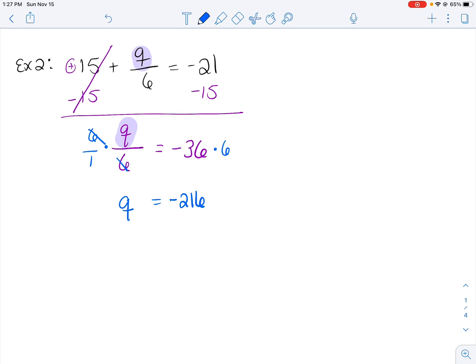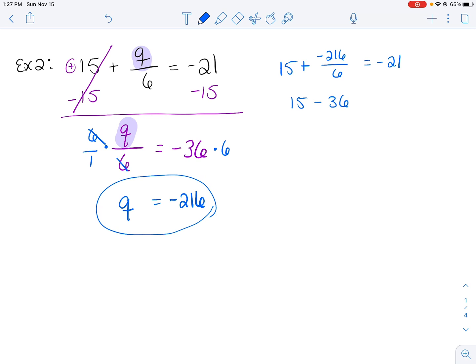216. Again, if you want to make sure you're correct, take your answer, substitute it back into the original equation, and double check your work. So 15 plus negative 216 divided by 6 is equal to negative 21. Well, that would be 15 minus 36 is equal to negative 21. So negative 21 is equal to negative 21. Checks. All right.